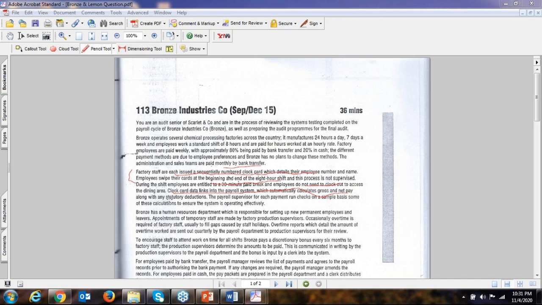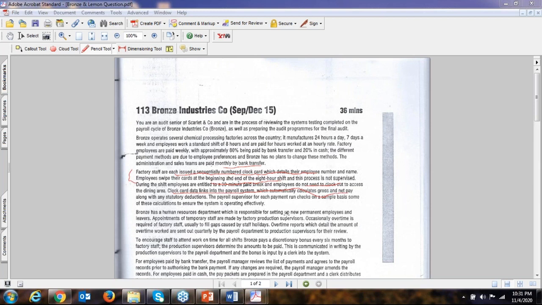It is better to mention that this should reduce the risk of employees' wages and statutory deductions being incorrect, as there is a reduced risk of errors. Okay, so this is the second key control which you have mentioned with the logic.